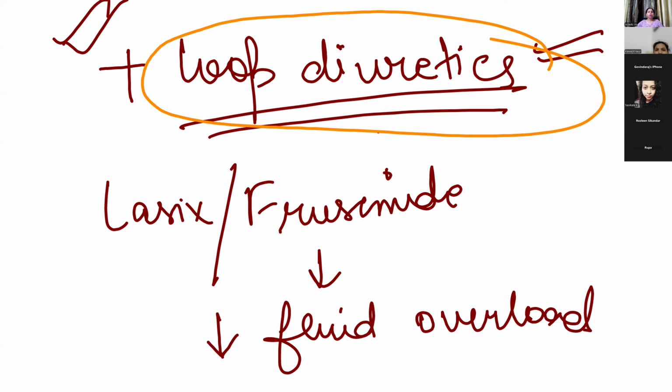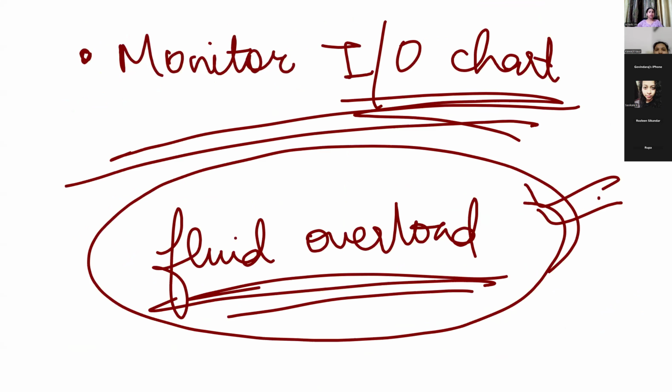What is the purpose of loop diuretics? To decrease the fluid overload. Good, very good. So that means ICP is clear. Any doubt in ICP? Any doubt in the meningitis disease? These two diseases are clear, right? Yes.